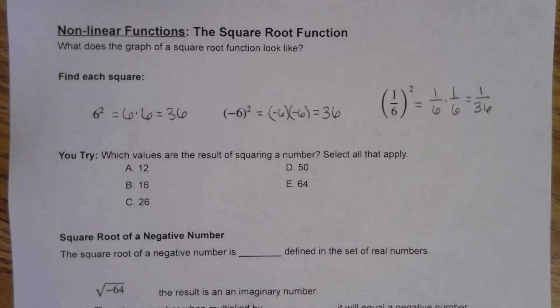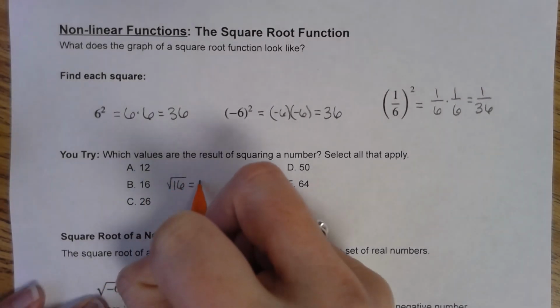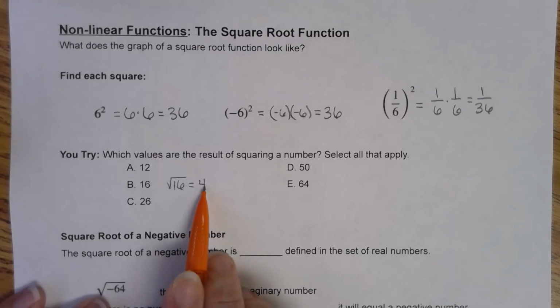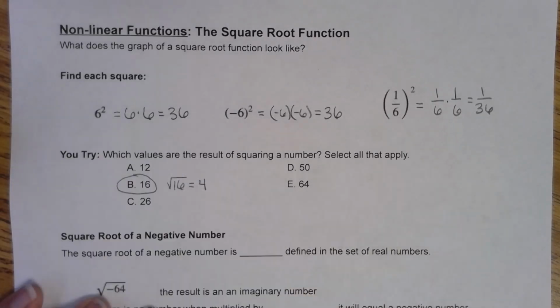So let's check your work. What values are the result of squaring a number? We're going to select all that apply. Answer choice A is 12. There is no number times itself that will equal 12. 16 is a perfect square, meaning when we take the square root of it, we get 4. Because 4 times 4 equals 16, we will select that as one of our answer choices.